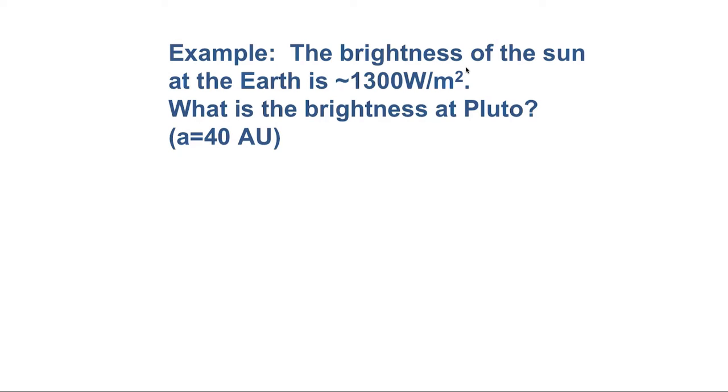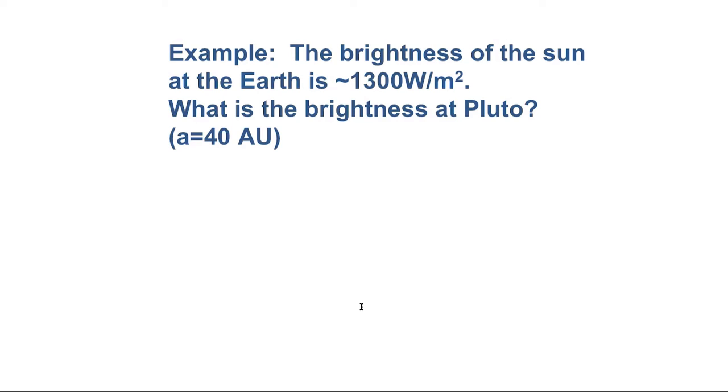Now, in practice, of course, solar panels are not 100% efficient. In fact, the best solar panels are on the order of 5% efficient these days. So you're not going to be able to actually store this much energy. But this is where you start from. Even a 100% efficient energy generation mechanism can only get to 1,300 watts per square meter. Here's the question, though. What is the brightness at Pluto? Pluto, whose semi-major axis is 40 astronomical units, is 40 times farther away from the sun than the Earth is. What is the brightness of the sun as seen from Pluto?